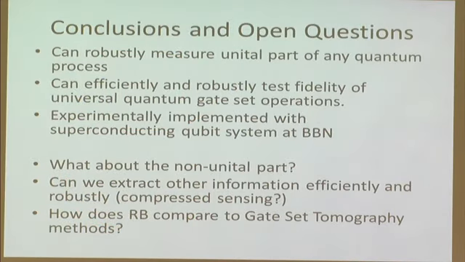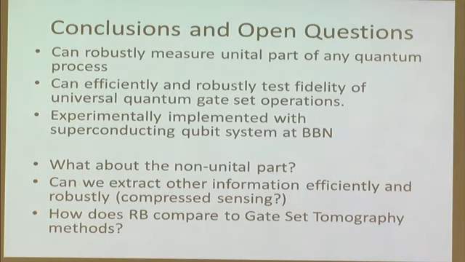Okay, so just to conclude, I showed how we can use these randomized benchmarking procedures to robustly characterize the unital part of any process. And I sketched how you can use it to efficiently and robustly check that your universal gate set is performing well. We actually implemented this using a superconducting qubit system and showed that things seem to work as we'd like.